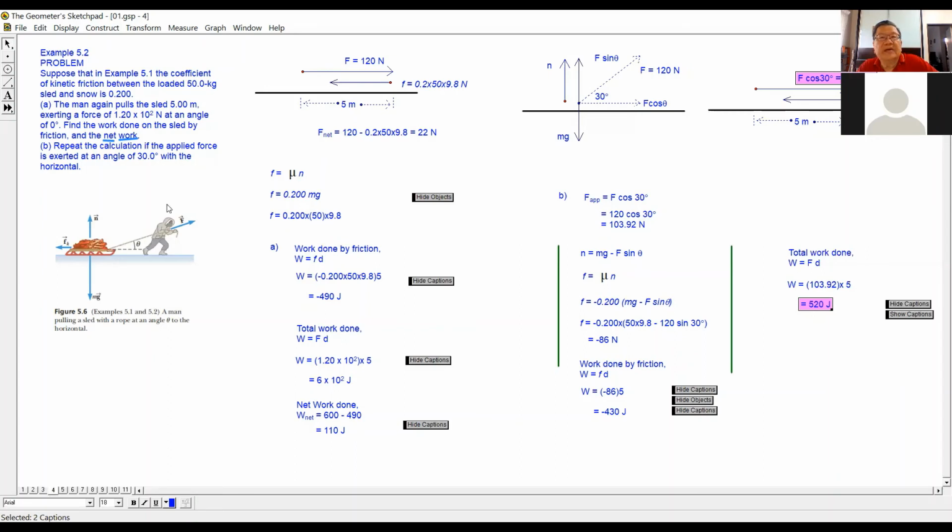So the net work done is not 520. 520 is the work done. Okay. So the net work done is the total work done minus the work done against friction. Total work done 520. Work done against friction is 430. So the net work done is 90 joule.